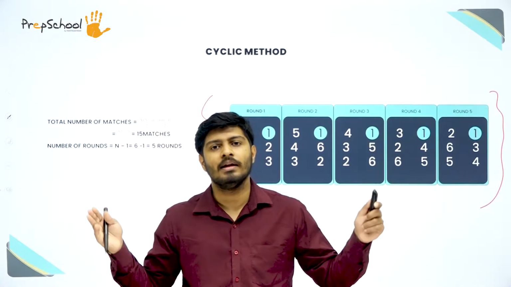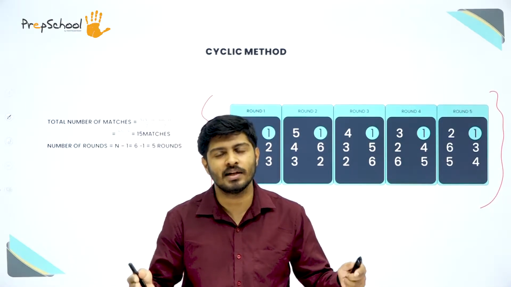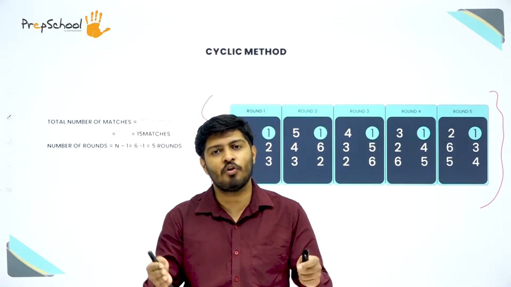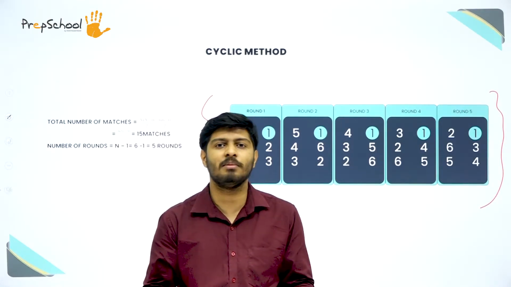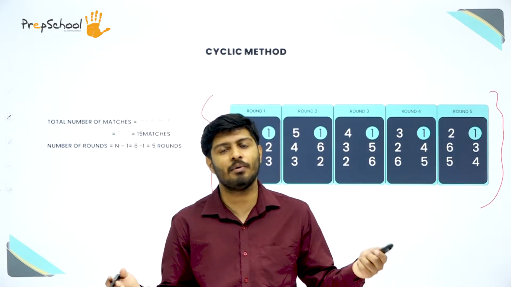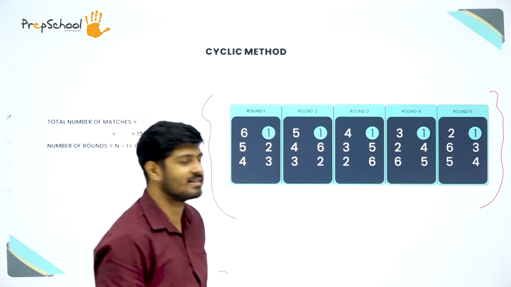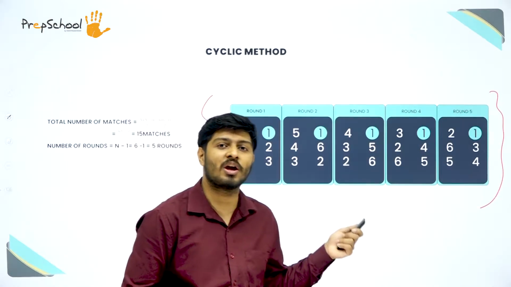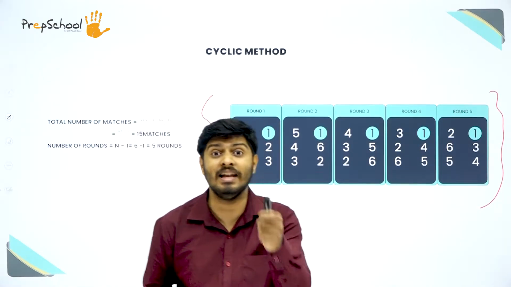And that's how 16 teams become 8 teams, 8 teams become 4 teams, 4 teams become 2 teams, and the 2 teams finally give away the winner and you get the champion. That's how it happens. But in this case, what type of tournament are we talking about here? We are talking about a league tournament.